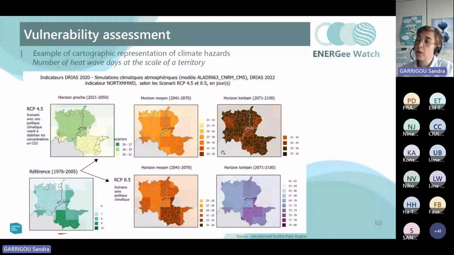The use of cartography is a way to represent the hazard data. In this illustration, Institut Paris Région, for the needs of a territorial diagnosis, represent the number of heat wave days at different time horizons and according to the scenario considered. We can see the trend and the amplitude of the number of heat wave days. Here you have the observation in the past, and you can see the range between 6 and 10 days of heat wave. And if we are in the worst scenario, you can see the trend and the amplitude of this number regarding the time horizon. And so you can see that we can reach 30 days of heat waves, and moreover in the long term.